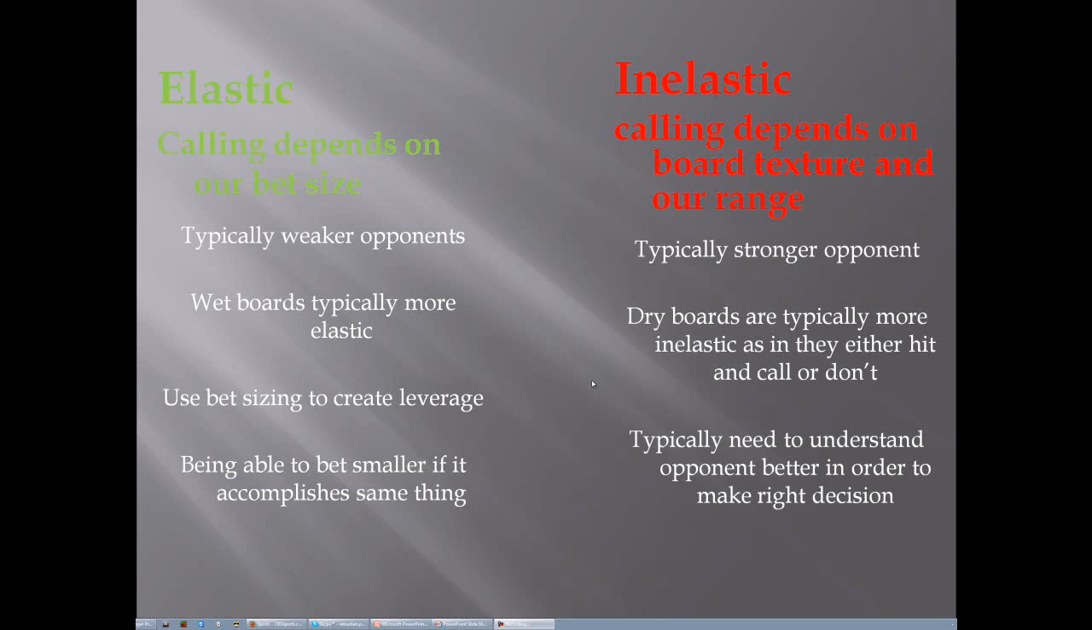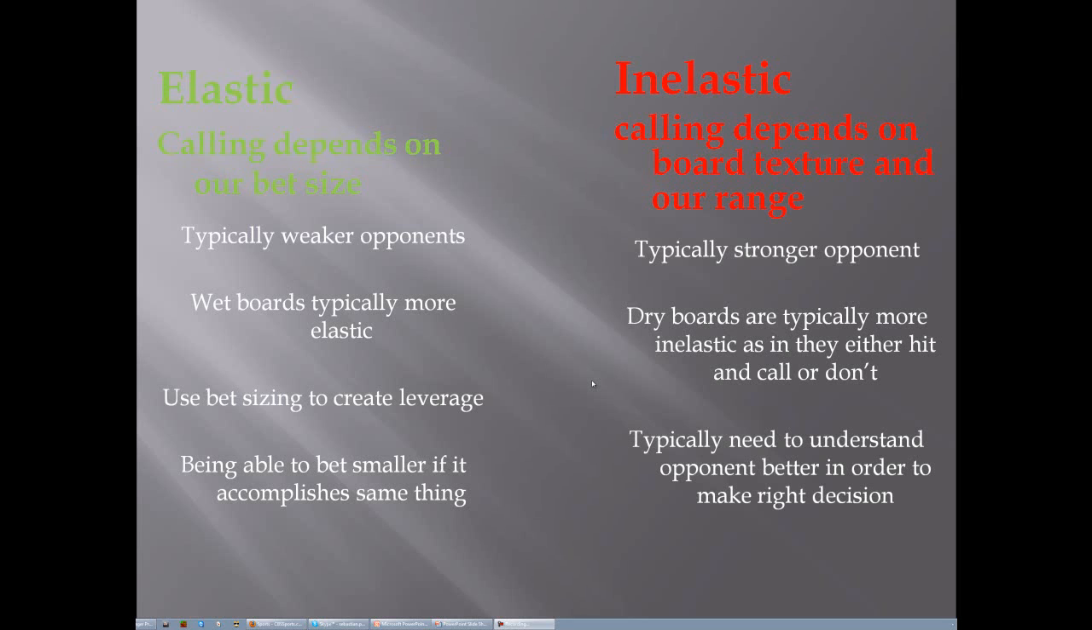The reason being is, if the average villain has bottom pair on a king-9-7 rainbow board, with a hand like 6-7 or 7-8 or ace-8, most opponents are going to typically peel at least one street, especially if they're in position.